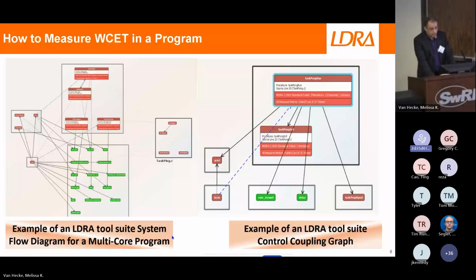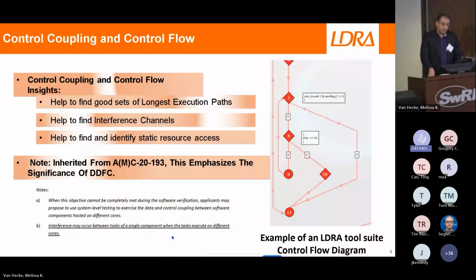So control coupling and control flow become important. Because of that, AC 2193 is highly emphasizing obtaining the data flow and control coupling analysis. We had to do this back in the time for NPR 7150. With this control coupling and data coupling analysis, you also make sure the coverage you are getting from your test cases is in place with your control coupling and data flow analysis.